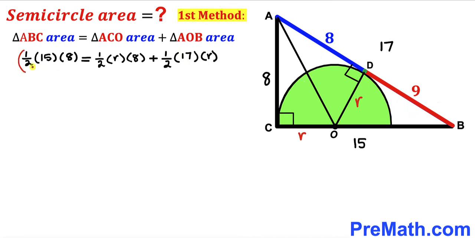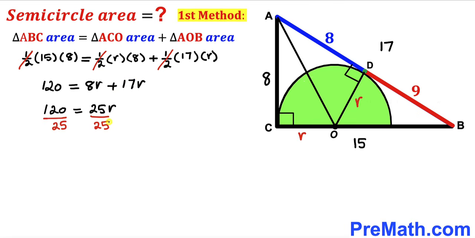And now we can see 1 divided by 2, 1 divided by 2 and 1 divided by 2 are common. So therefore they are gone. And if we multiply, that is going to give us 120 equals 8 times r plus 17 times r. Let's divide both sides by 25 to isolate radius r. This is gone. So therefore, if we reduce this one, that is going to give us 24 divided by 5.